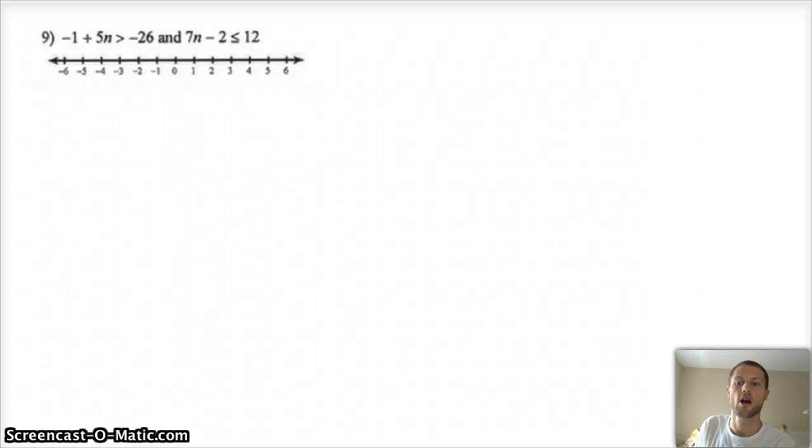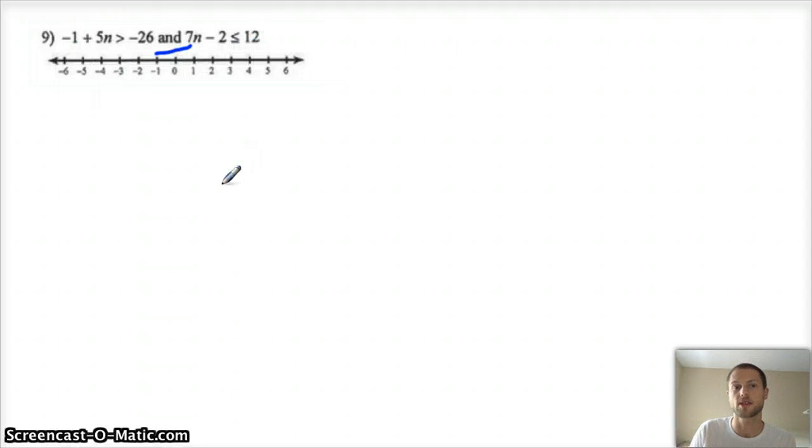As promised, here's the answer to one of tonight's homework problems. This is number 9, and this is an AND problem, so that's going to be important to us. So our goal is to solve each one of these.